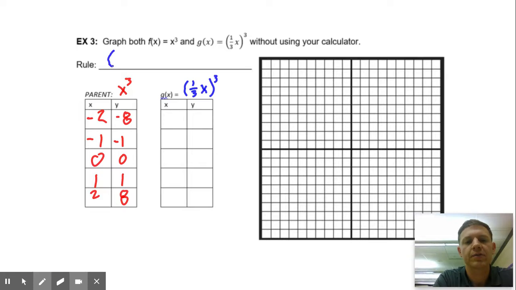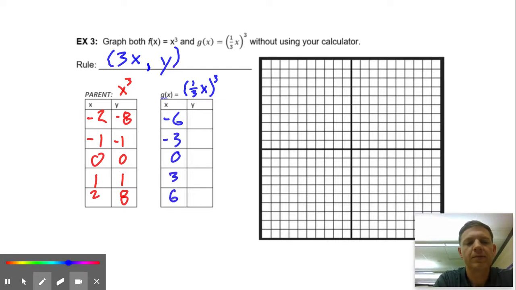And since that 1/3 is inside the parentheses, we're going to multiply x by it. In this case, there's no number outside of our parentheses other than the exponent. So we'll just keep the y by itself. And I need to do the transfers. So I need to multiply all the x's by 3. Negative 2 times 3 is negative 6. Negative 1 times 3 is negative 3. And so on. And for the y's, according to my rule, I'm keeping the y's the same. So I'll just fill those in real quick. And there we go. So we just multiplied the x's by 3.